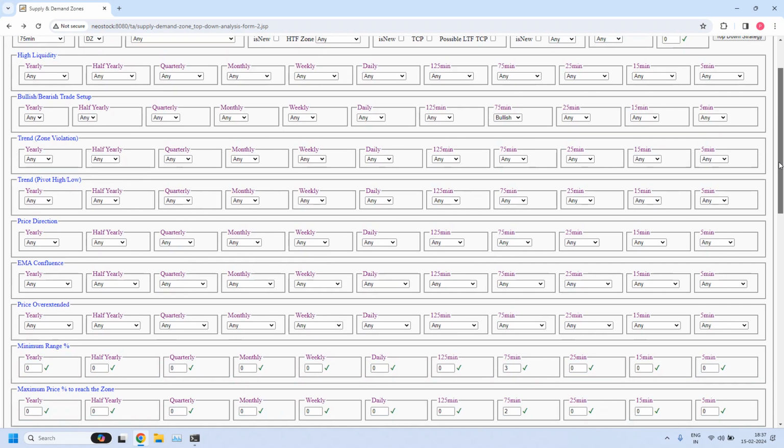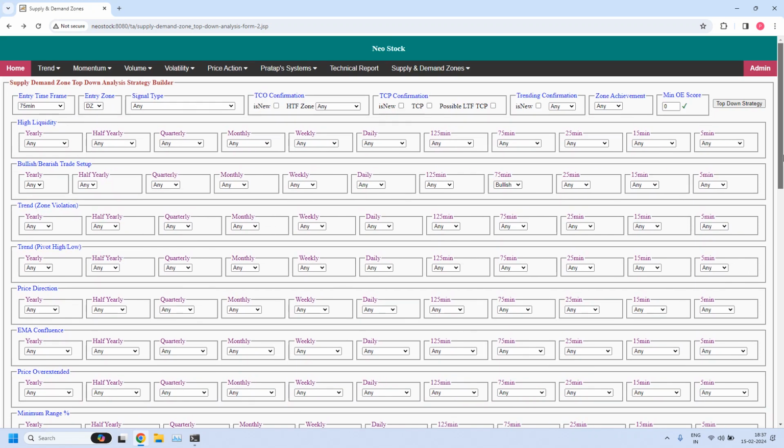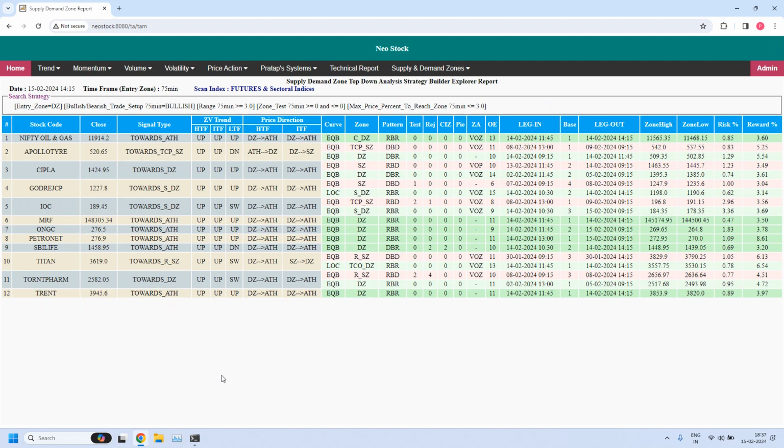Within 3%, how many stocks are filtered? That means if the stock falls down by 3%, tomorrow we'll get an entry. So 12 stocks are filtered. From the 22 stocks, 12 stocks are filtered. Check any stocks moving towards the demand zone. Yes, Supply is moving towards the demand zone. If it falls down by 3%, tomorrow we'll get an entry.